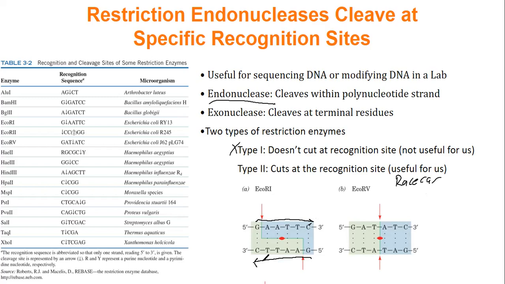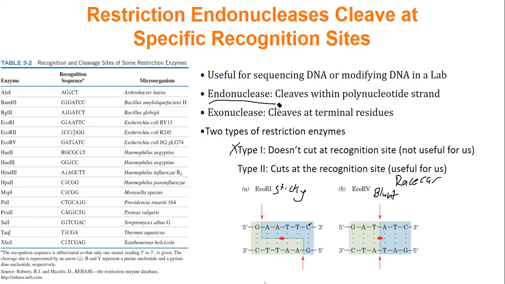When we're making cuts, we have two types of cuts called a blunt end and a sticky end. And let's take a look at these. EcoR1, EcoRV, or R5 are showing these. So this is a sticky end. This is a blunt end. So what is the difference between a sticky end and a blunt end?